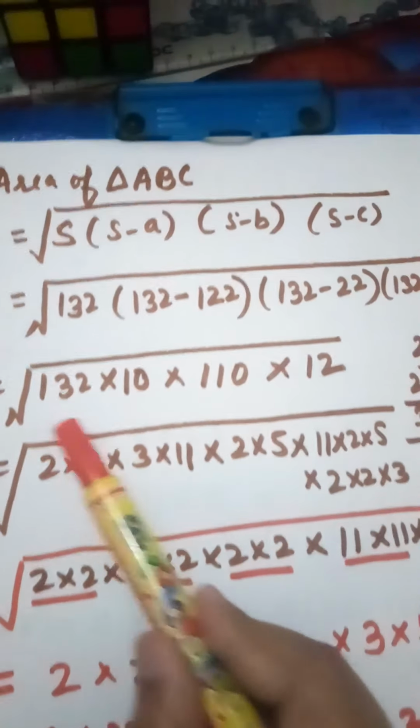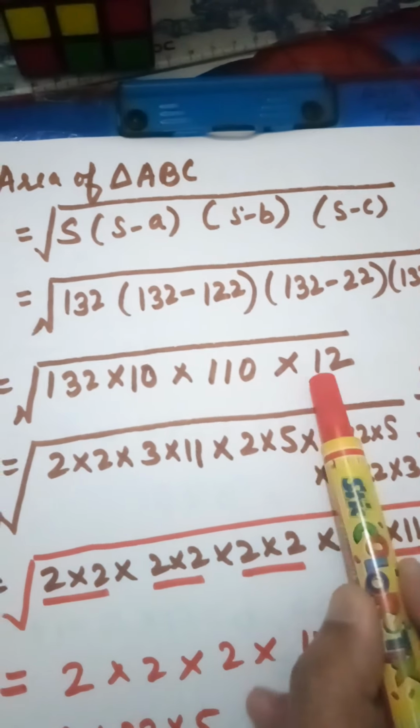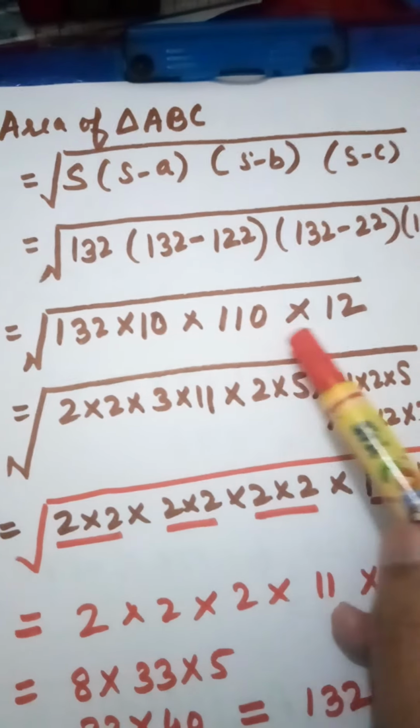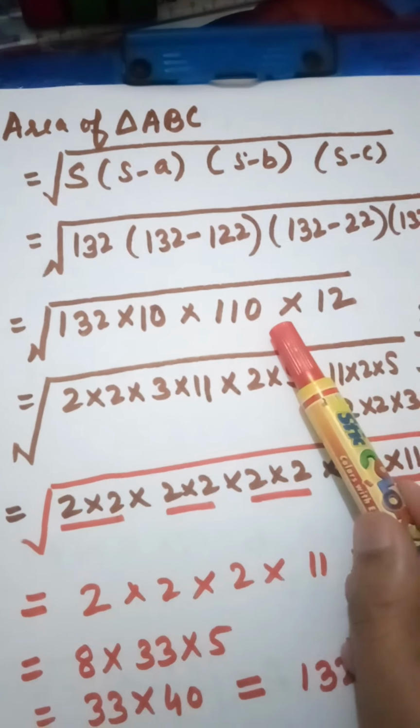Now after this you can either multiply and then find the square root, but that is somewhat a tedious job, meaning difficult work for you, though you can proceed with that also.